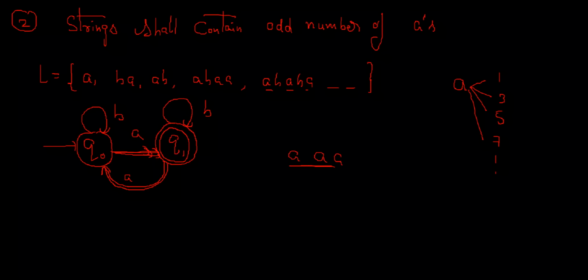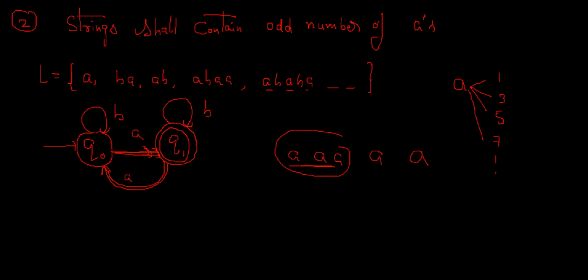That means this is the odd number of A's. That is acceptable. So here, suppose if you see another A, again you are going to the initial state. Suppose if you face another A, then you are coming to the Q1. That is the final state. So for every odd number of A's, you are coming to the Q1 state. Or for every even number of A's, you are going to the Q0 state.